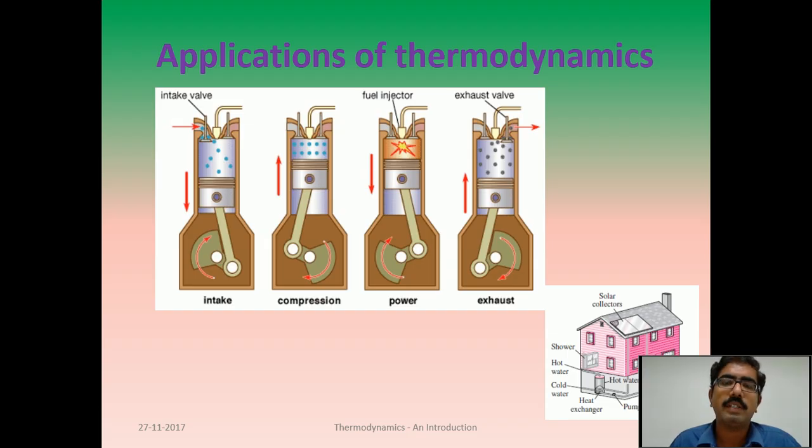The piston moves up and down. That is a reciprocating motion. That reciprocating motion is converted to a rotary motion with the help of a crankshaft. In between, we have a connecting rod. So there is a sequence of energy: chemical to heat and heat to mechanical.